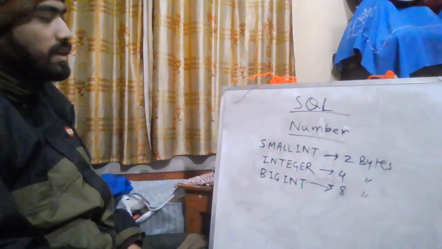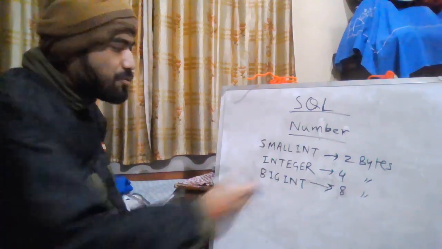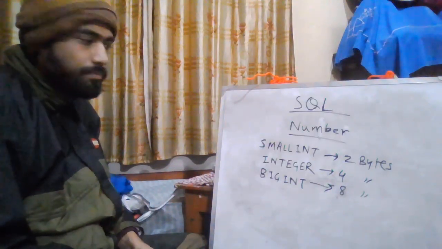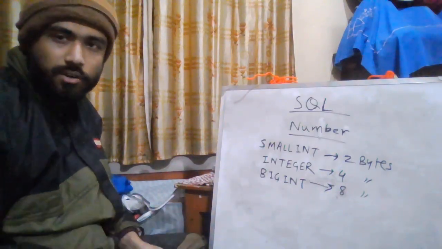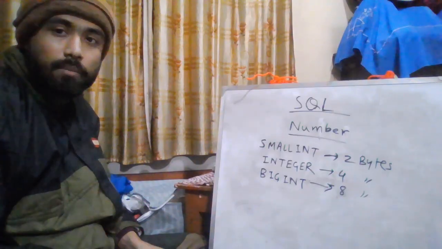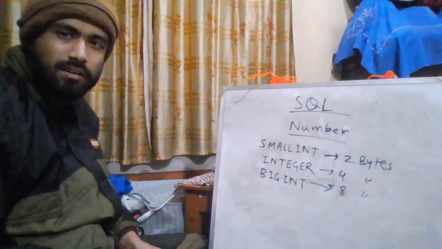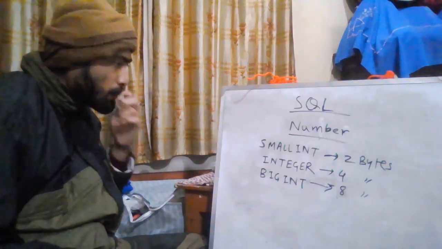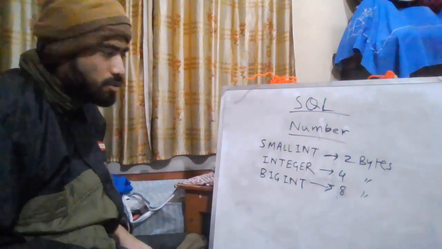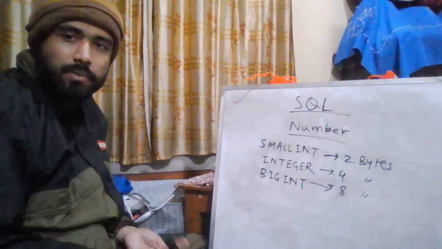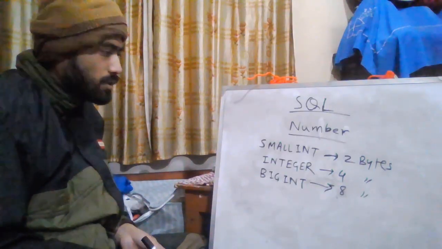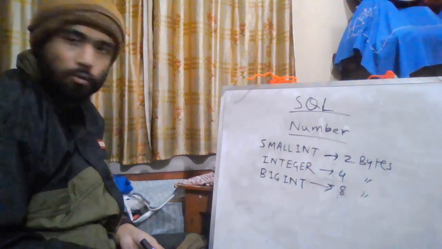So in practical life you can write integer right away. Big int is not required. But if you think the number is going to exceed 1 billion, 2 billion, which is not practically possible, it is not going to exceed 2 billion. But maybe in some cases it can hold a number up to that much value.